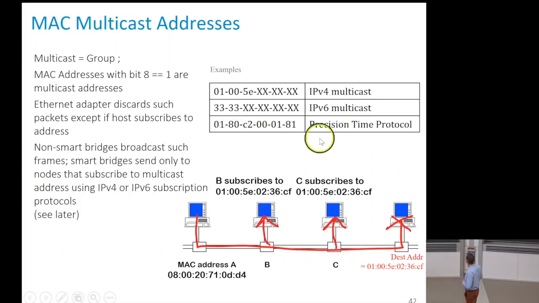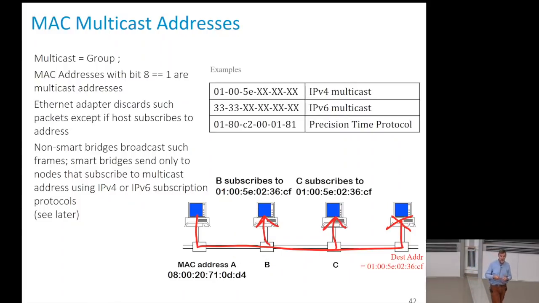PTP is a timing protocol that you use, for example, if you distribute the time of GPS using Ethernet, you would use those multicast addresses here. Now, the idea of multicast is simple. If you have a shared medium local area network, if everybody receives, then the job of the software is to control the adapter such that if the host subscribes to this multicast address, the adapter will deliver the packets to the host here.